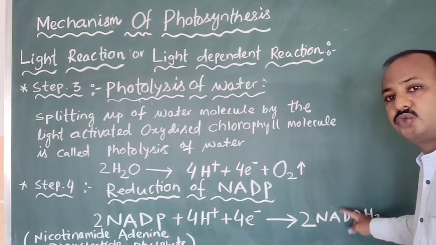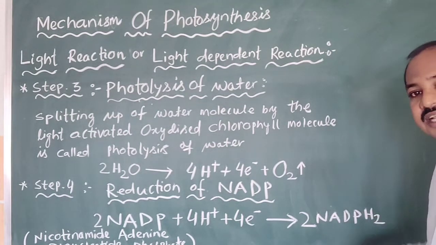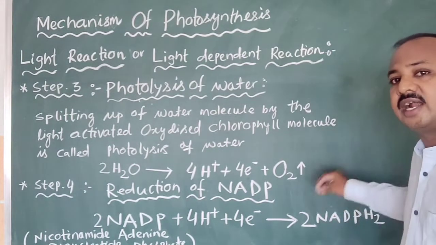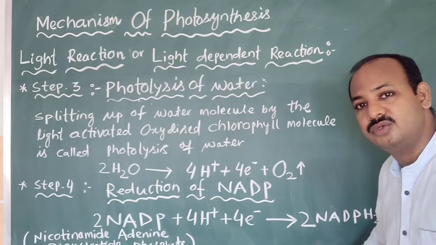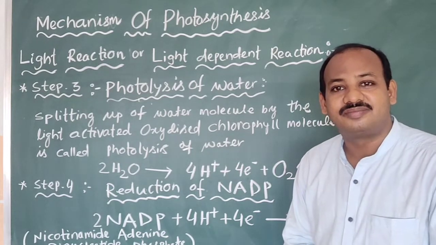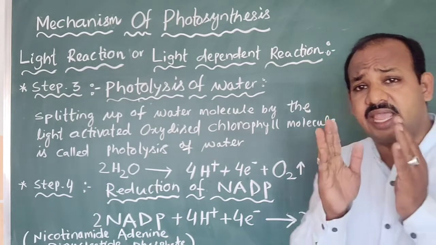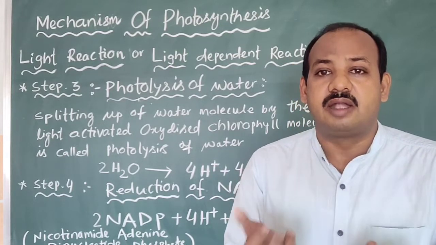NADPH2. H2 is added here. Addition of hydrogen. If hydrogen is added, then the substance will get reduced. Okay children? Understood now? So at the end of the light reactions, what are the end products?